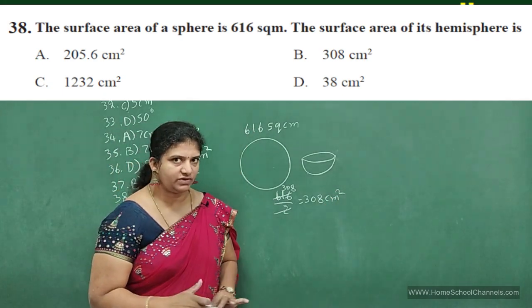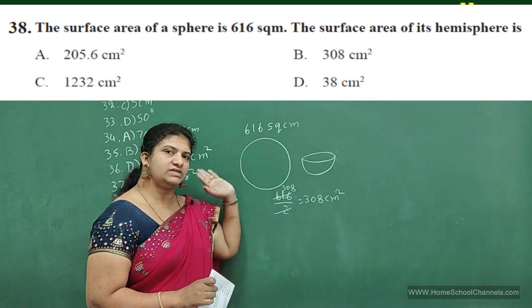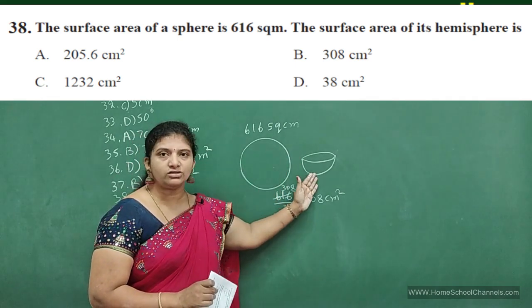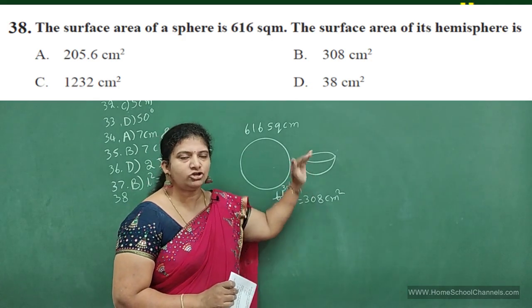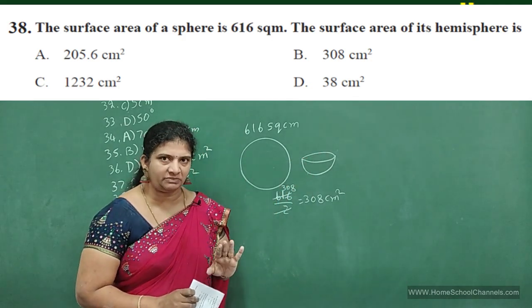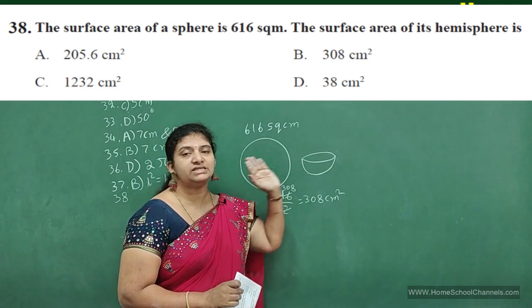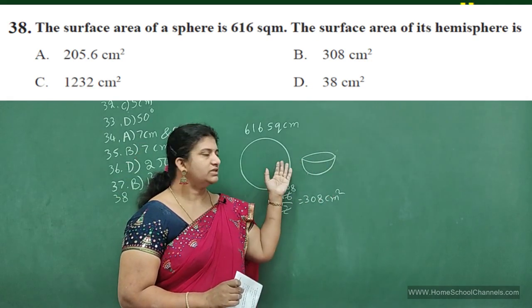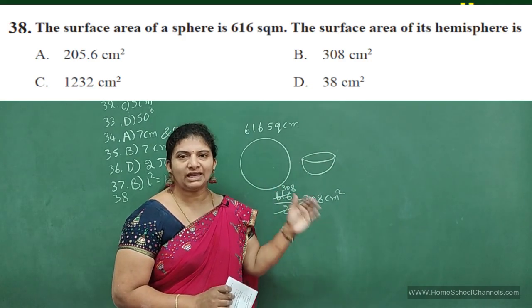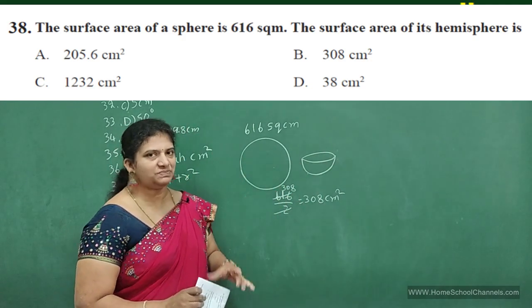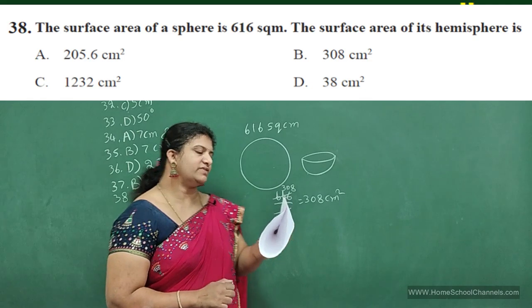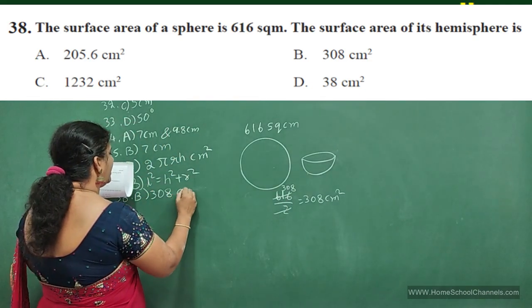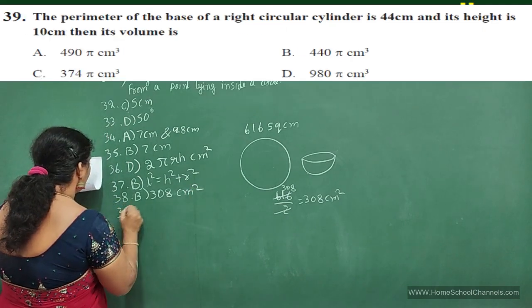But please don't confuse here. Surface area of a sphere, we are talking about CSA of a sphere. Then here also only CSA. We should not take TSA of a hemisphere. Here the CSA of a hemisphere formula is half of the sphere. Directly you can go with half of the sphere. Okay, check the option. Which is your right answer here? Option B, 308 centimeters square.